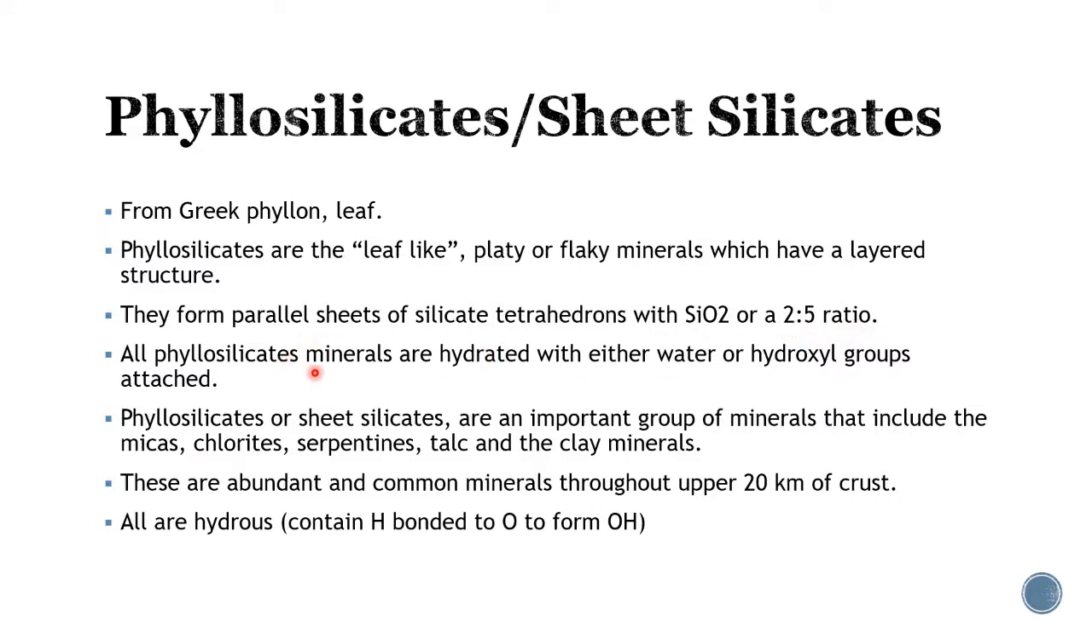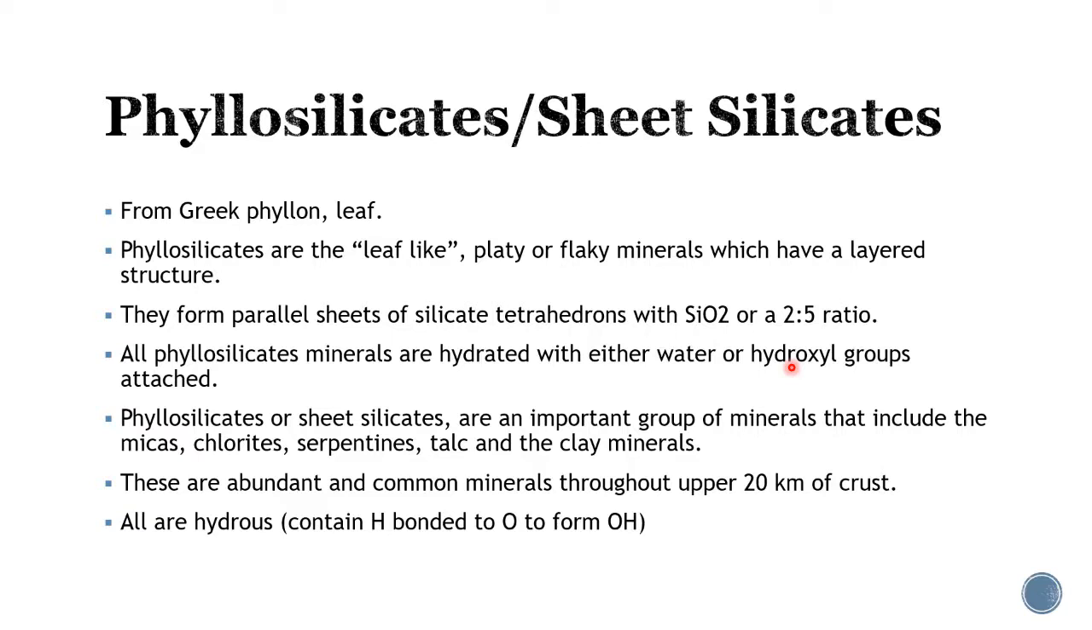All phyllosilicate minerals are hydrated, either with water or with hydroxyl groups attached to them. So what are hydroxyl groups? The hydroxyl groups are alcohols. This is actually oxygen bonded to hydrogen. Alcohols, for example, could be ethanol, butanol, etc. Organic compounds which are often poorly soluble in water could become water soluble when they contain 2 or more hydroxyl groups.